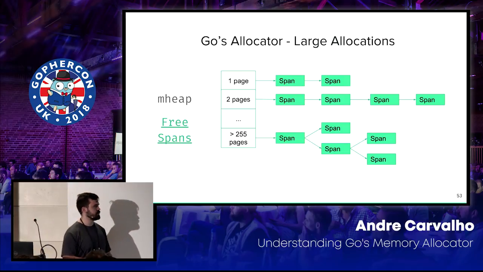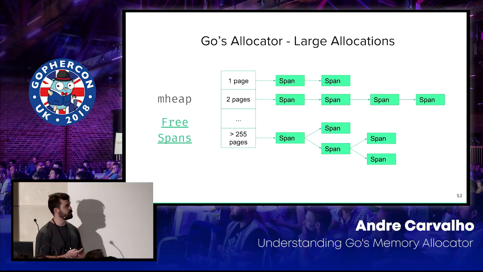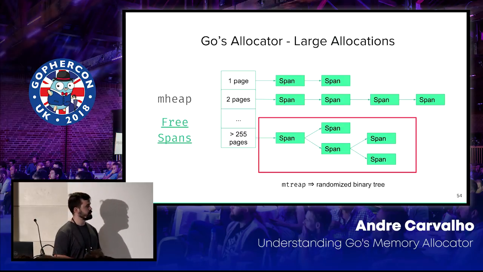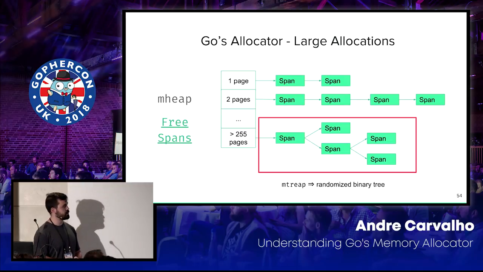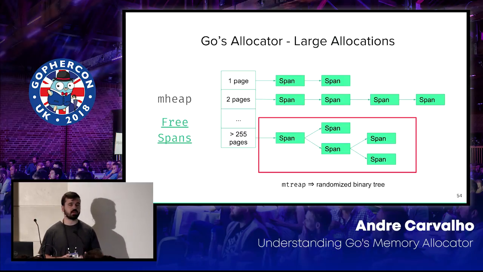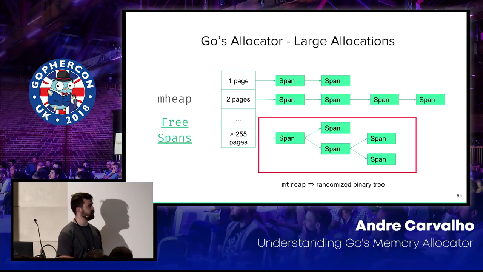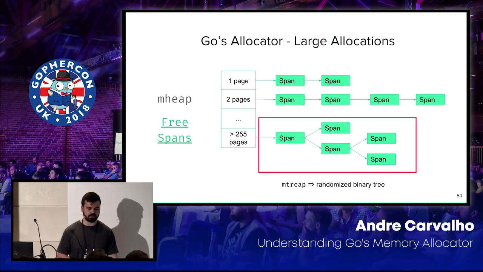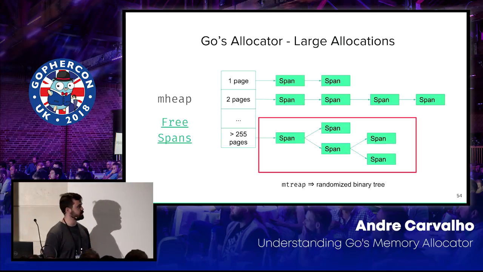So the free spans are kept in a structure fairly similar to TCMalloc. The biggest difference is for spans that are larger than 255 pages. This is actually a recent change on the runtime, about a year ago, I think. And they are actually kept in a structure called a treap. A treap is a randomized binary tree. And this was done because some users were having performance issues with heaps larger than 100 gigabytes. Once they were doing large allocations, finding a span of a given size was becoming really costly, traversing all this structure. So finding a span of a given size is much more performant on such a structure. So yes, people have heaps that are larger than 100 gigabytes. That was impressive. And the commit message has more information about this change.